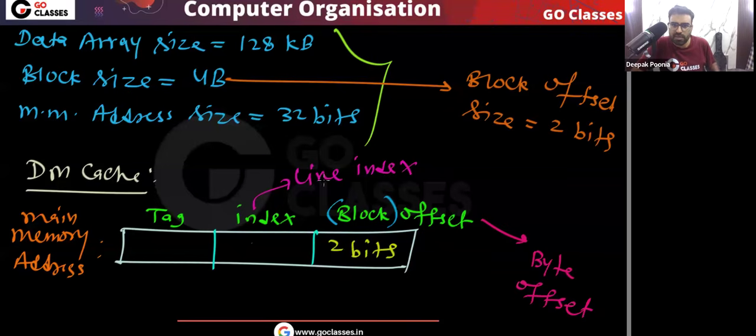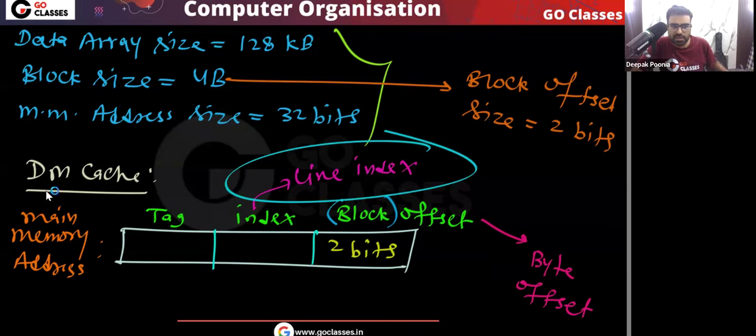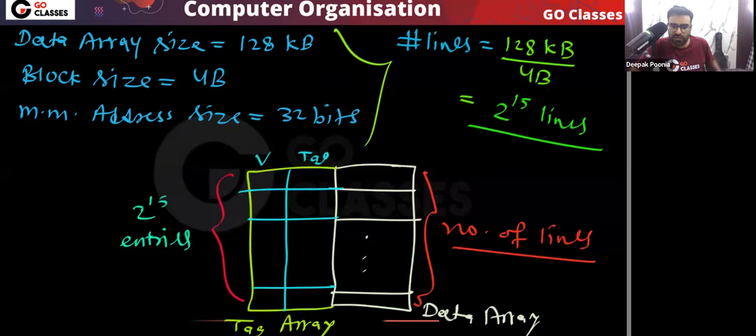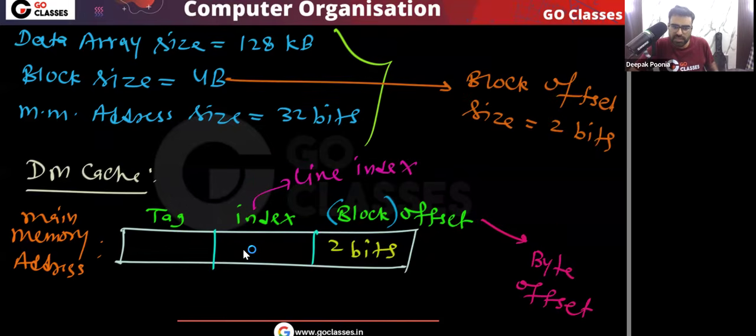What about index? In the direct mapped cache, index means line index. So what is the number of lines? That is 2 power 15. So this index needs 15 bits. Very simple. And what about the tag? How many bits are required for the tag field? The total is 32.